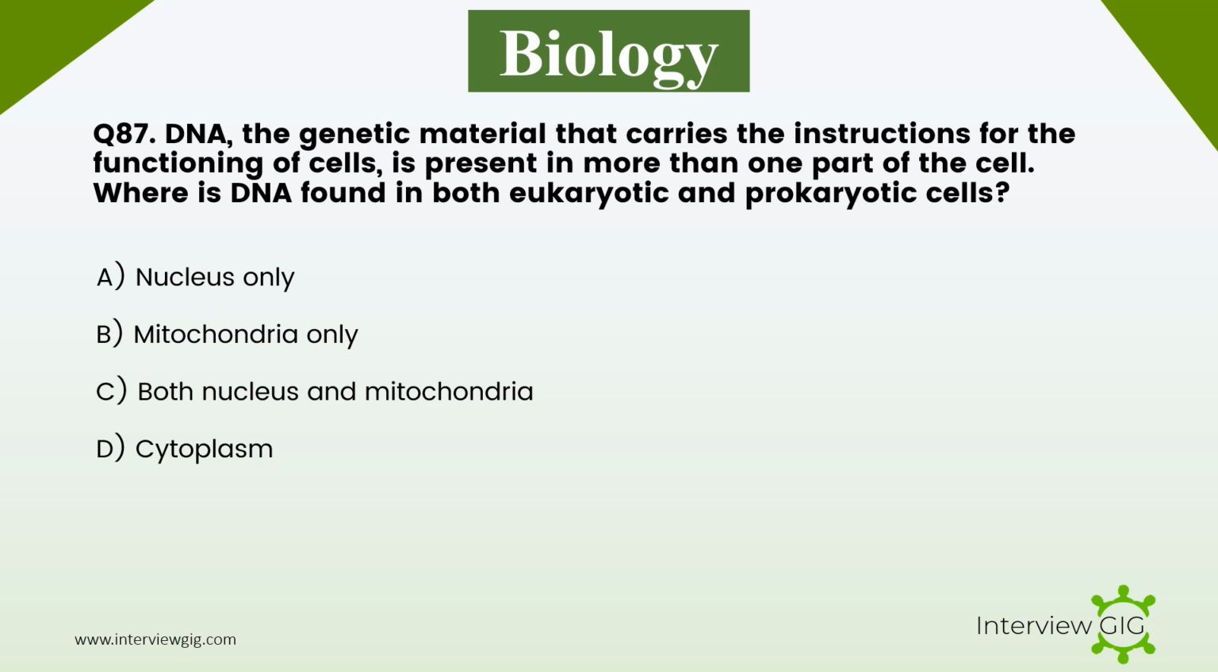DNA, the genetic material that carries the instructions for the functioning of cells, is present in more than one part of the cell. Where is DNA found in both eukaryotic and prokaryotic cells? A. Nucleus only. B. Mitochondria only. C. Both nucleus and mitochondria. D. Cytoplasm. Answer C. Both nucleus and mitochondria.